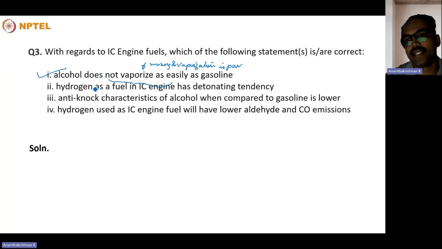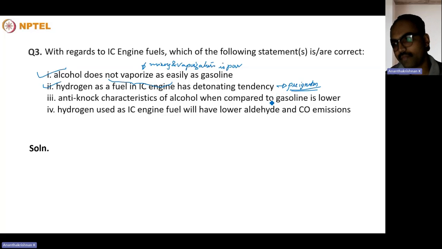The second one, hydrogen as a fuel in an IC engine has detonating tendency. Yes, it has pre-ignition tendencies and can result in knock. Its auto-ignition temperature is low. Third, antiknock characteristic of alcohol when compared to gasoline is lower is false, because alcohol has poor vaporization compared to gasoline. Its tendency for knock will be less.